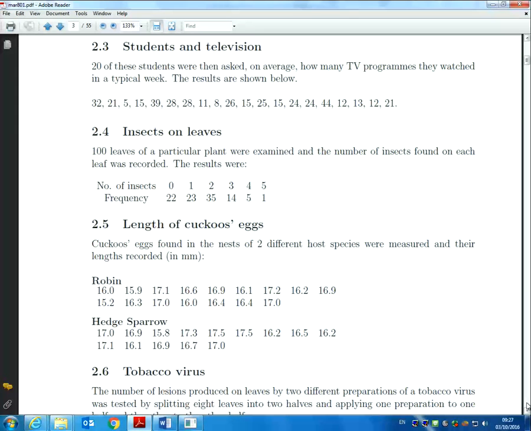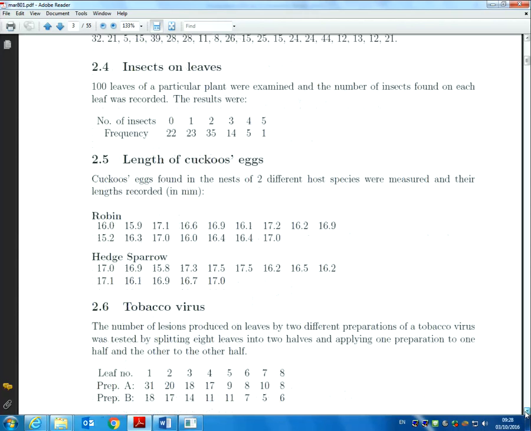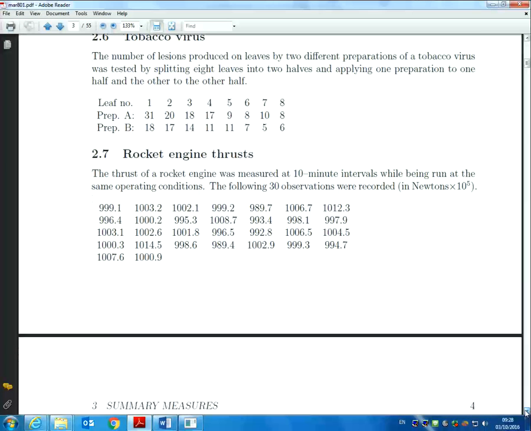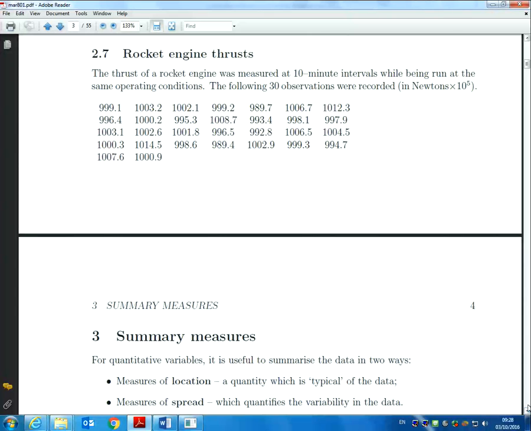I didn't know this until I read this example, but cuckoos lay their eggs in the nests of other birds. So we've got two different host species, and we're looking at the lengths of the eggs. Okay, so what's the data type? The length of the eggs, like the length of a pen. It's quantitative, continuous. Well done. The tobacco virus example was another example of discrete data. And finally, the rocket engine thrusts. That was continuous.